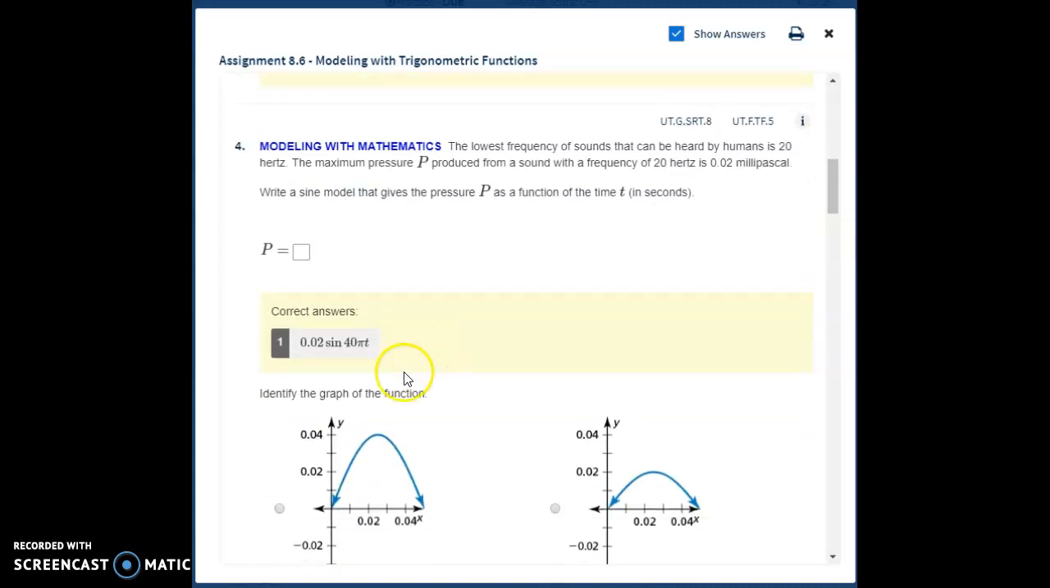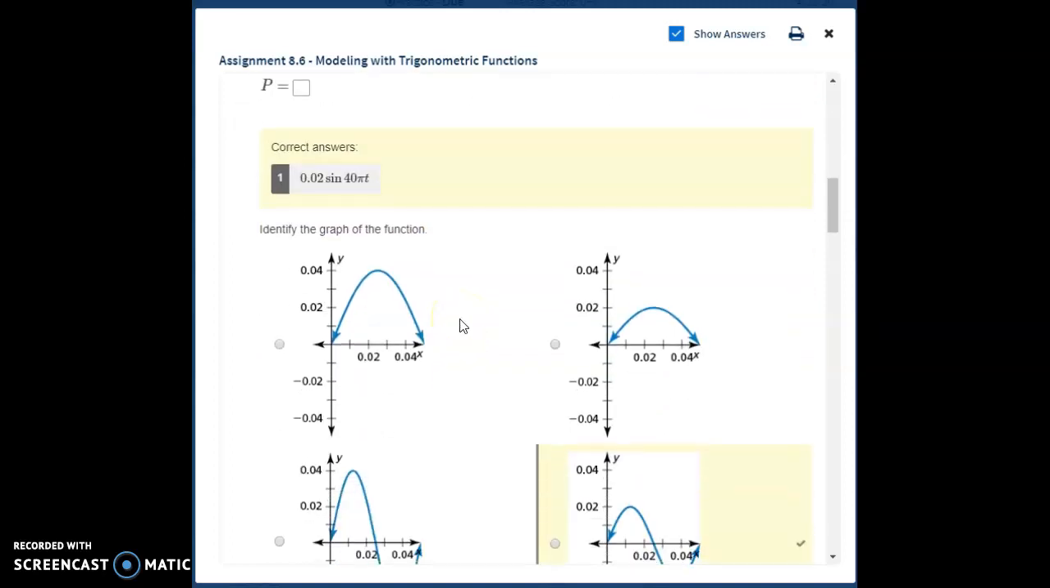So this time we are looking at modeling. In the problem it tells us that it has a frequency of 20 hertz. So frequency is equal to b over 2 pi. If you say 20 is equal to b over 2 pi, solving that for b, we get b equals 40 pi. So b is 40 pi, so that's what goes in front of the t. And then it says that the maximum pressure is 0.02, so that is the maximum height, or the amplitude, if you think of it like that. So it would be 0.02 out in front with this sine function.